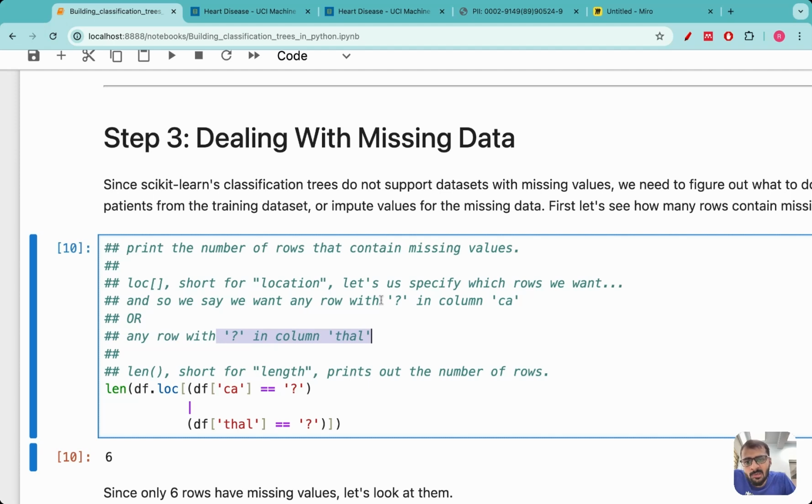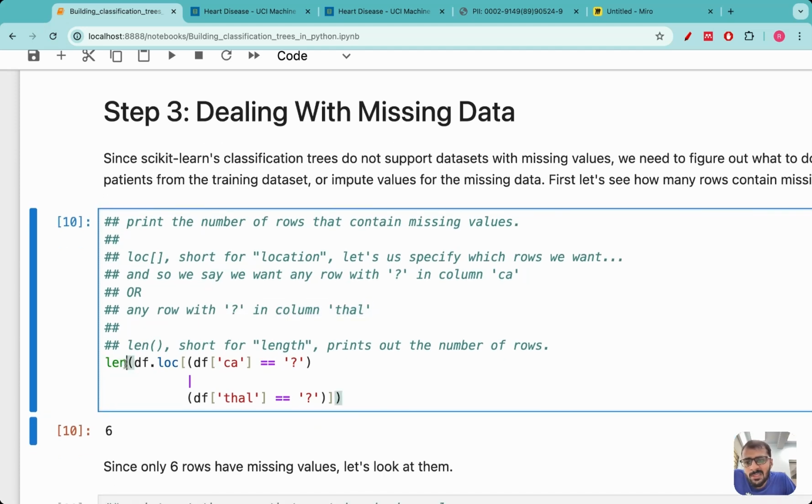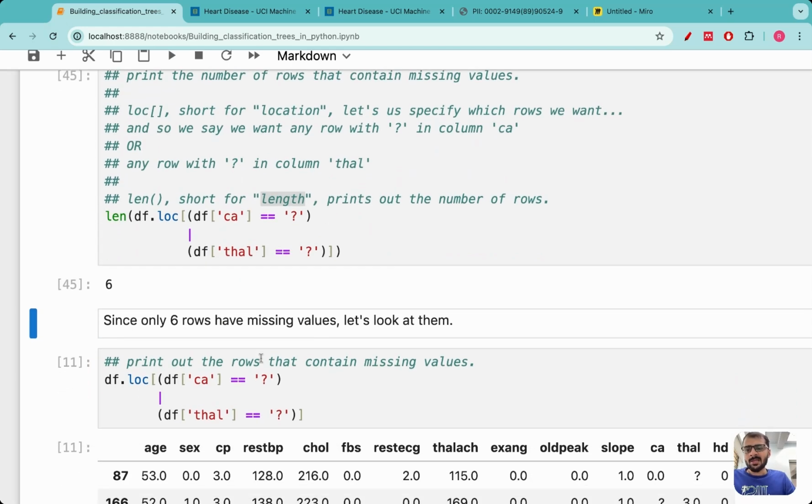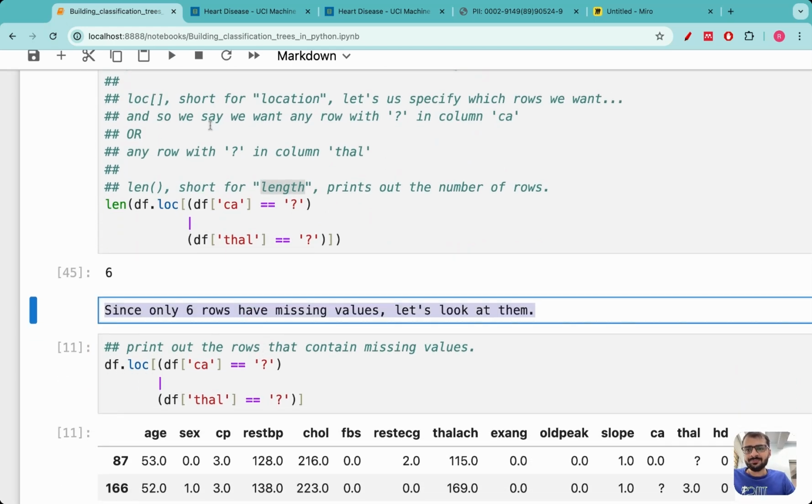So first find out rows which have a question mark in the column CA, find out rows which have a question mark in the column thal, and then give me the length, which means that if there are three patients for whom thal is missing, and two patients for whom CA is missing, this function which we are printing here will give me an answer of 3 plus 2, which is equal to 5. In short, it will give me a length of how many patients have either thal missing or CA missing. So let me run this right now and it shows 6. So here we conclude that there are 6 rows which have missing values.